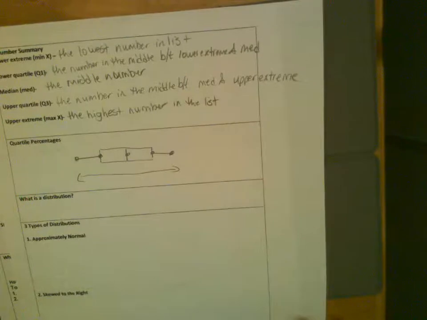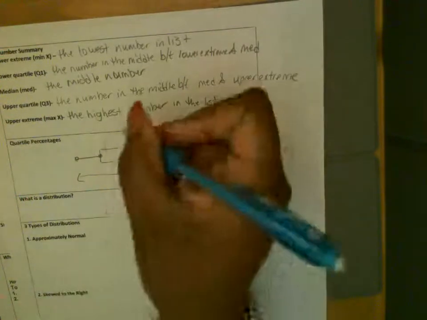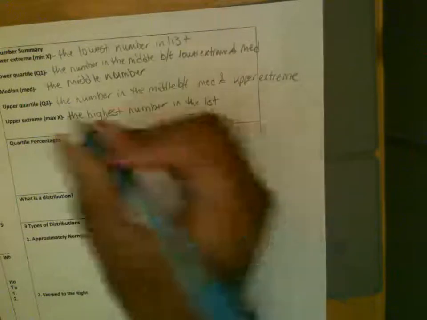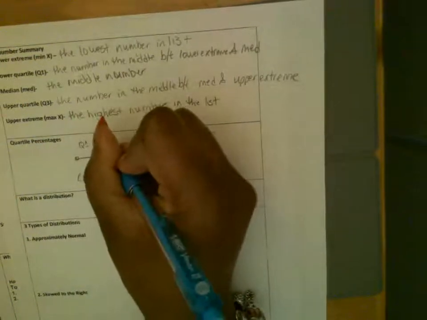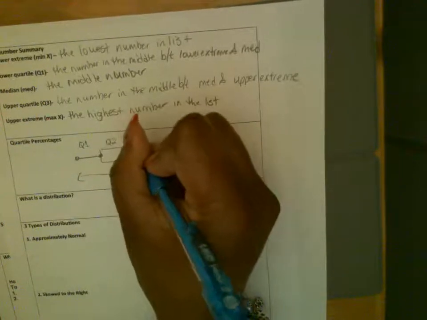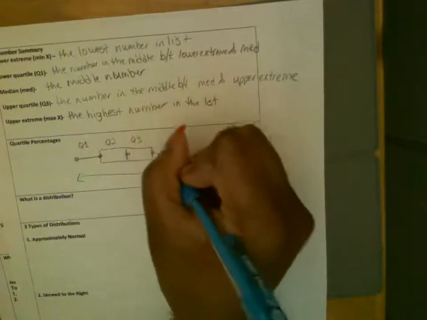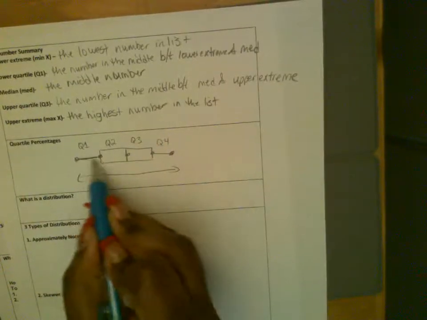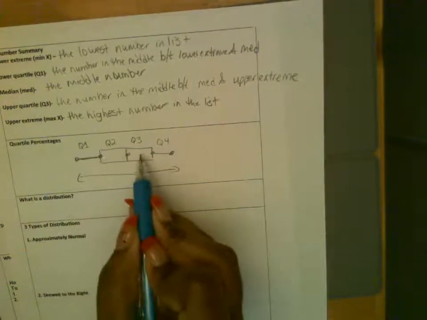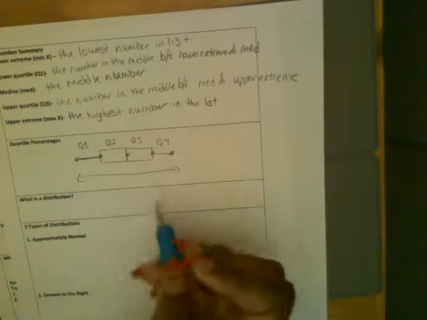All right. So your box and whisker is broken into 4 quartiles. This is quartile number 1. This is quartile number 2. This is quartile number 3. And from here to here, this is quartile number 4. So this is quartile 1. This is quartile 2, quartile 3, and quartile 4.